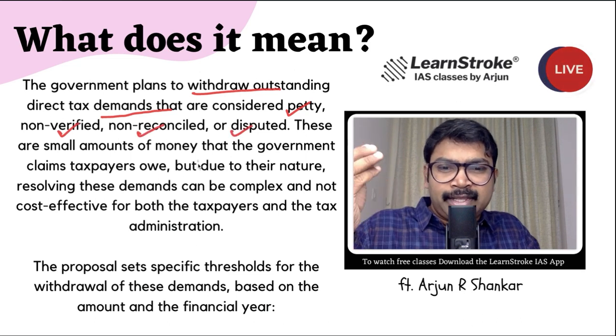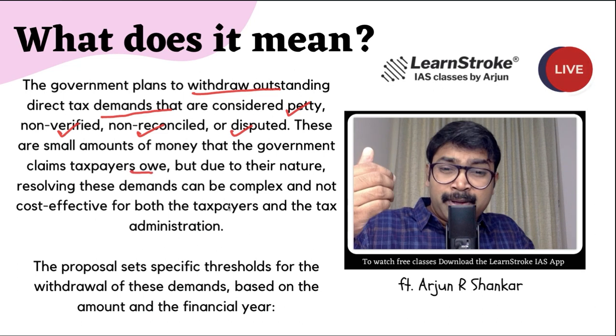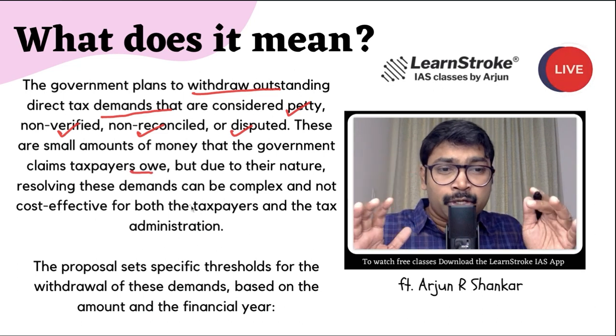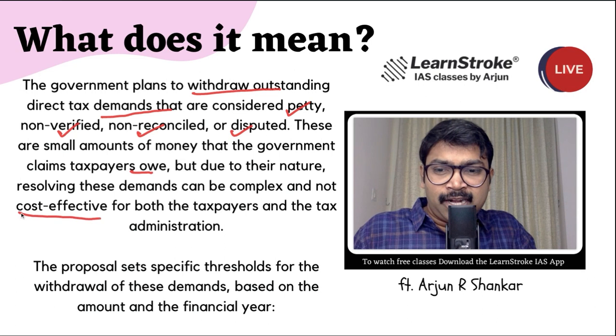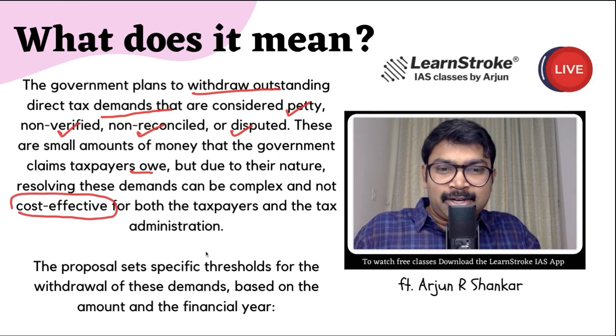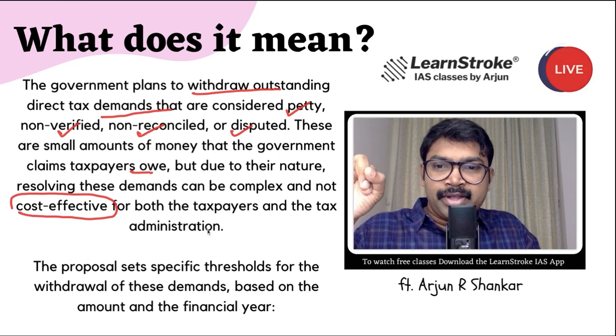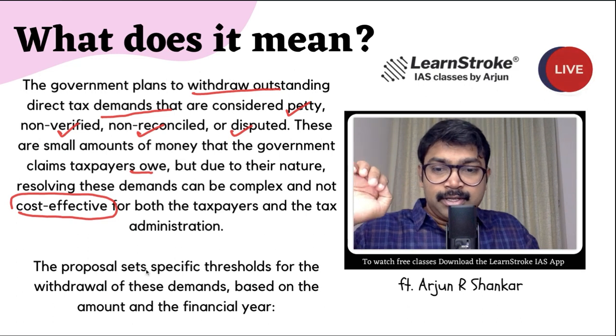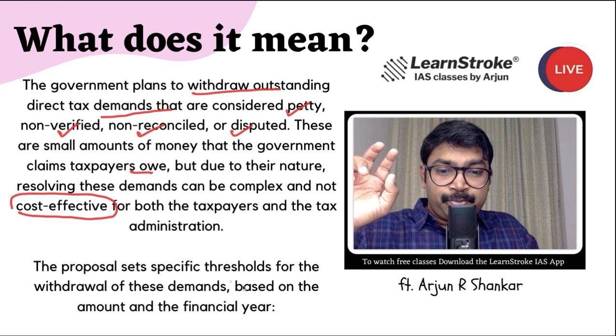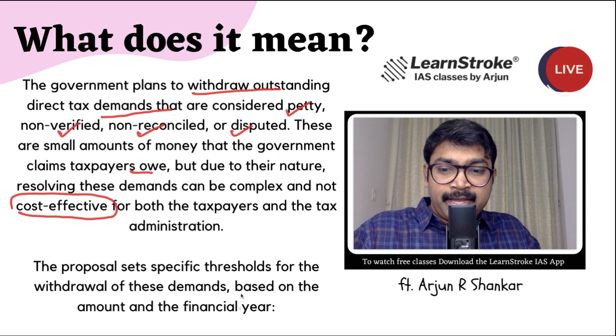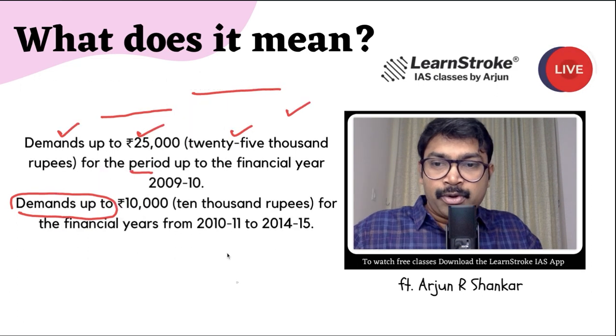These are small amounts of money that the government claims taxpayers owe, but due to their nature, resolving these demands can be very complex and not at all cost efficient. So the government is wasting a lot of money on this non-cost-effective thing, both for taxpayers and the government. So we say we are withdrawing these for petty, non-verified, non-reconciled and disputed taxes. This is actually setting out thresholds for the withdrawal of these demands based on the amount.